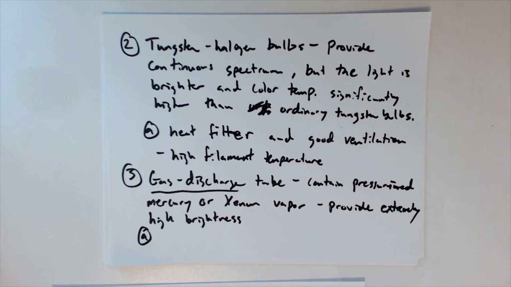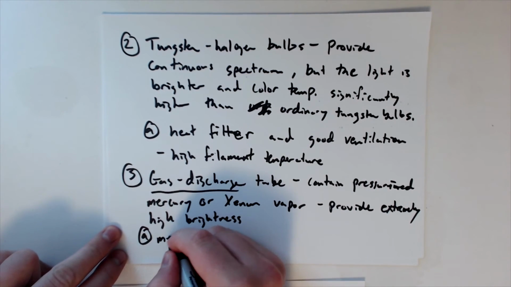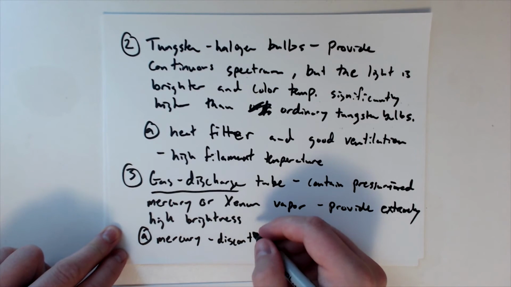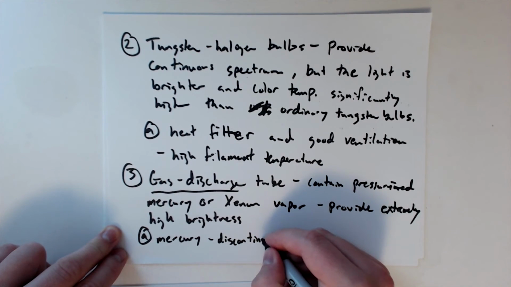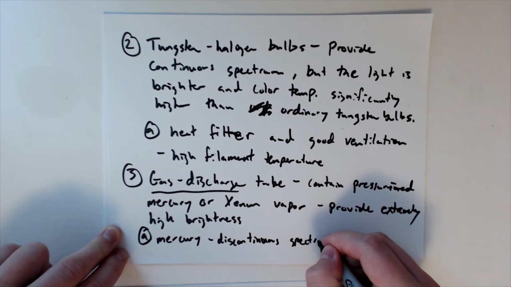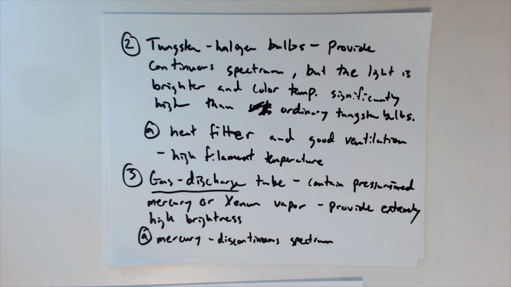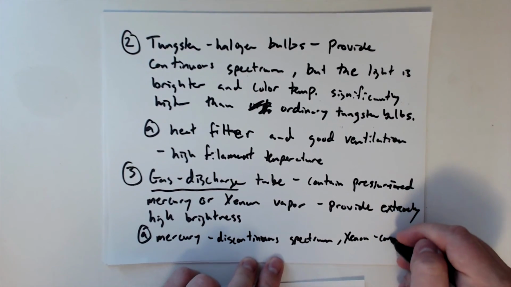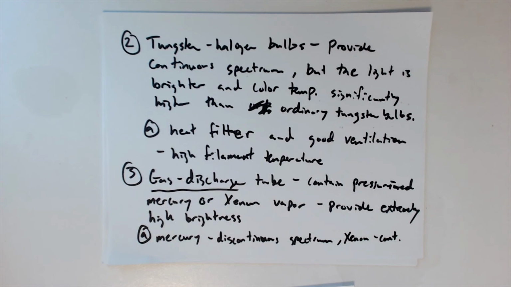Obviously, one with the fact that if we have mercury, this actually gives us a discontinuous spectrum. So what that means is that instead of having light at all wavelengths, we have portions of that spectrum in which we don't have intensity for specific wavelengths. The xenon, though, does have a continuous spectrum. So xenon does, mercury doesn't.